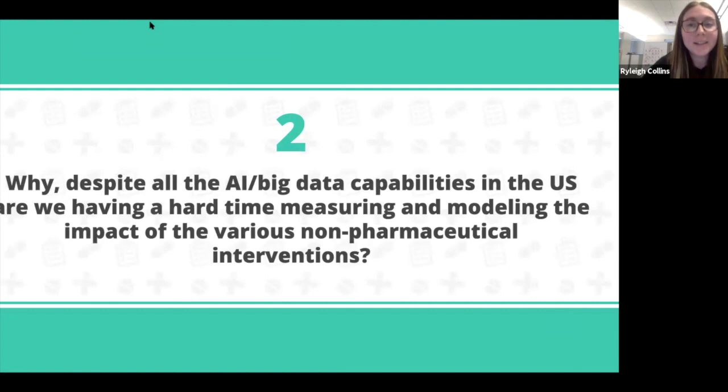Thank you, Meredith and Justin, for explaining the different models and their limitations. Next, we're going to cover the second topic, which is why has it been so hard to measure non-pharmaceutical interventions, even with all of these models and AI capabilities?